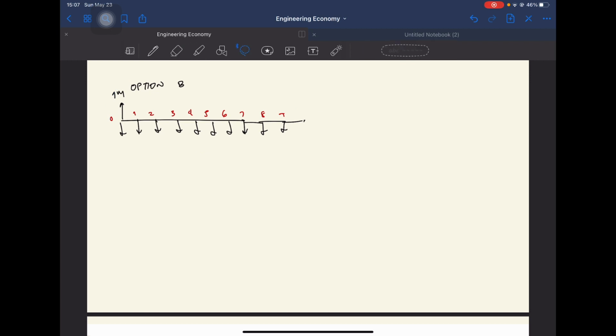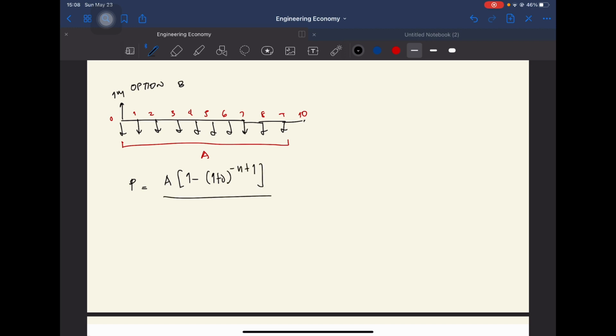Mukhang 90 yun. This is 10. Okay? Let's say this is A, yung hinuhulog nila. Kung gagamitin natin yung formula, present worth equals, ano yun? A times 1 minus (1 plus i) raised to negative (n plus 1) over i, plus A. Okay?